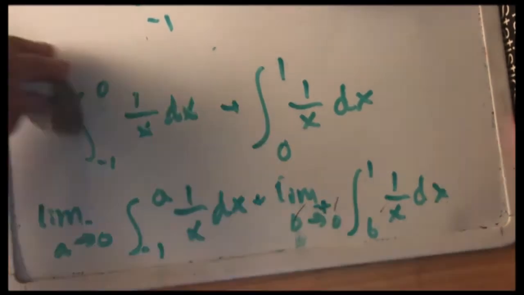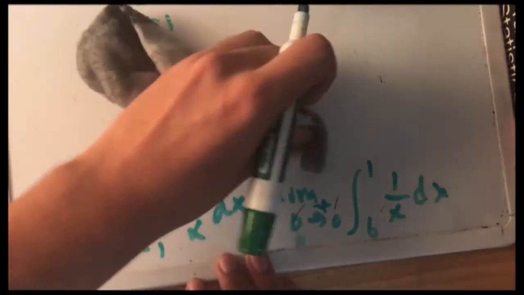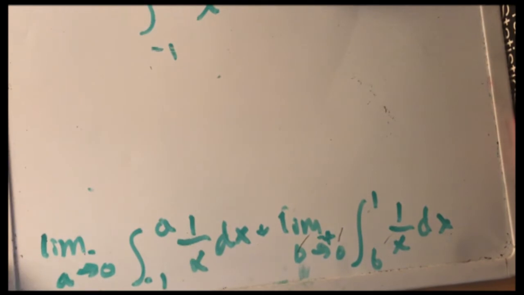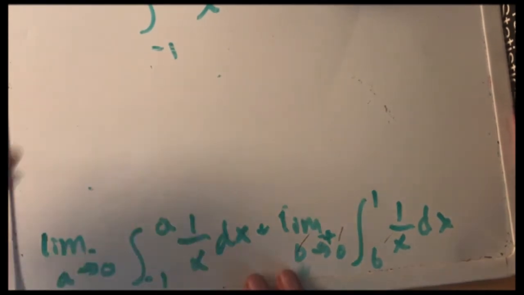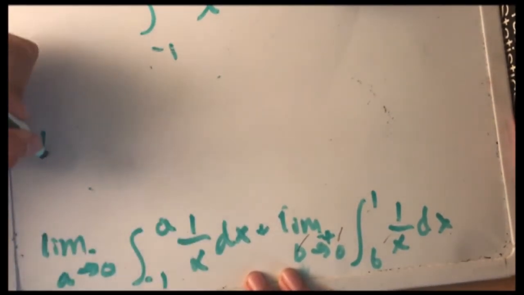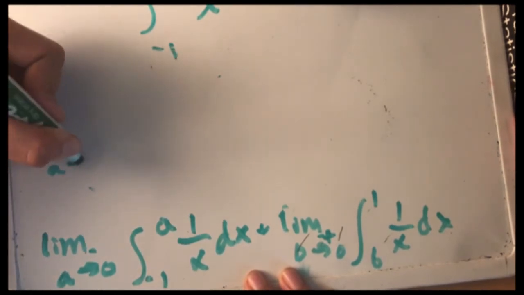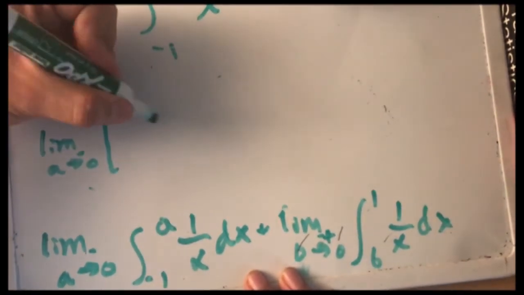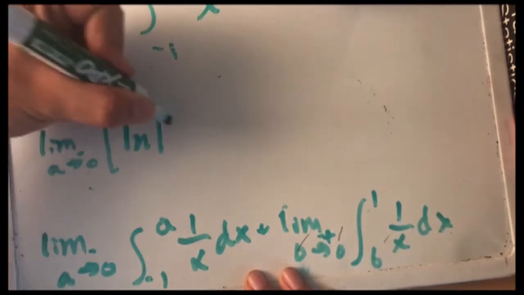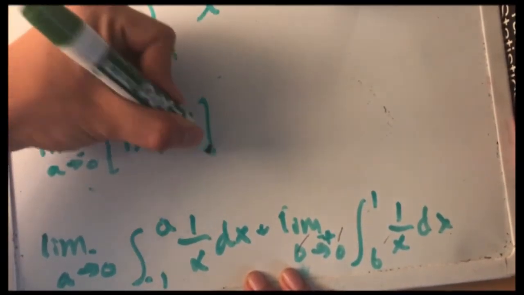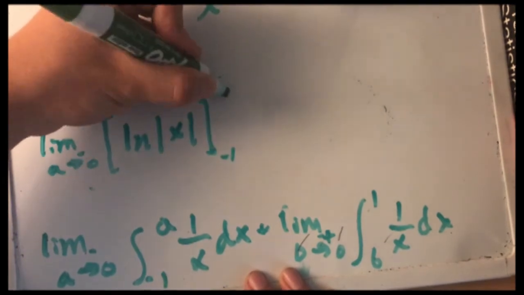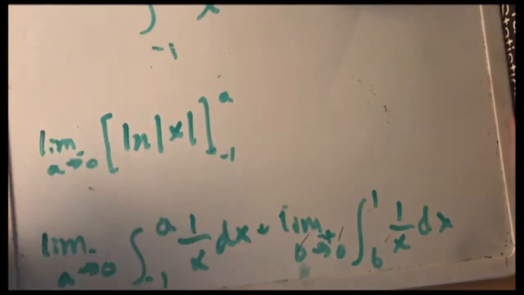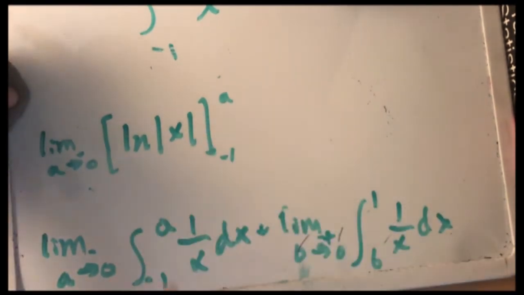So I'm going to rewrite this up here now. I'm going to take the actual integral. And if you guys remember, from the last video, the integral of 1 over x is the natural log of the absolute value of x. So what we have now is the limit as a approaches 0, negative sign, of natural log of the absolute value of x, where x goes from -1 to a, and then b is going to be something similar. So I'm going to rewrite this really quick, where it's a and -1.